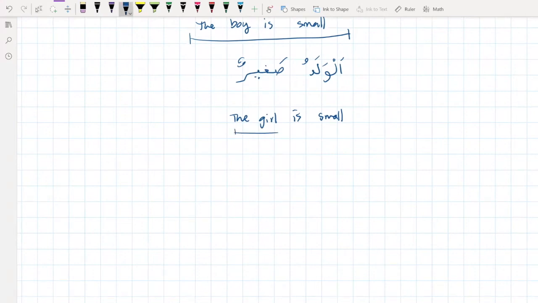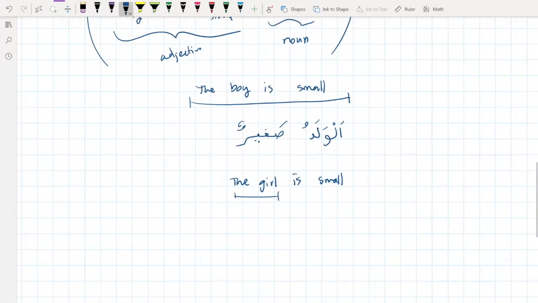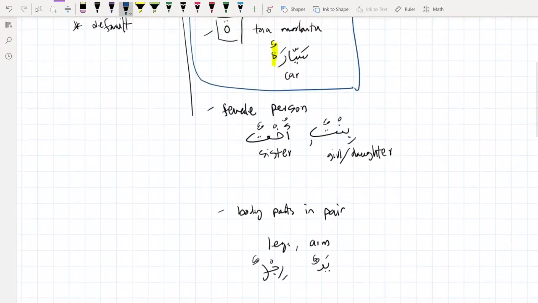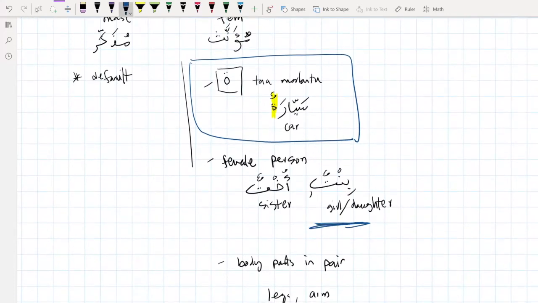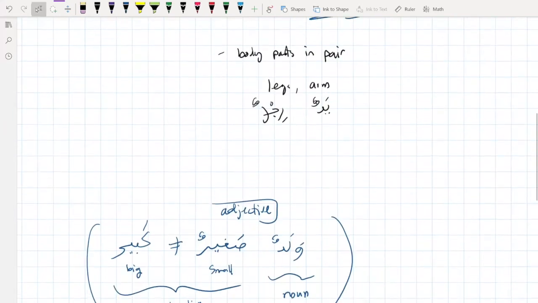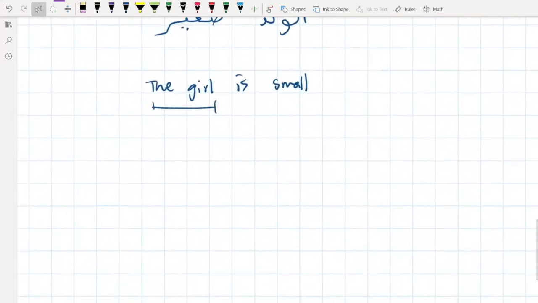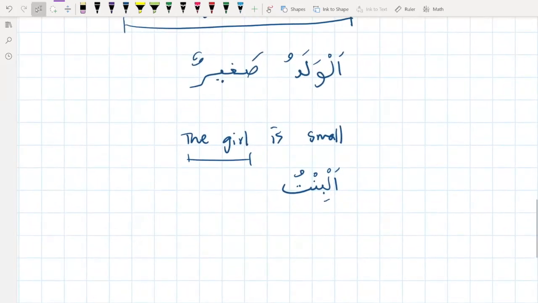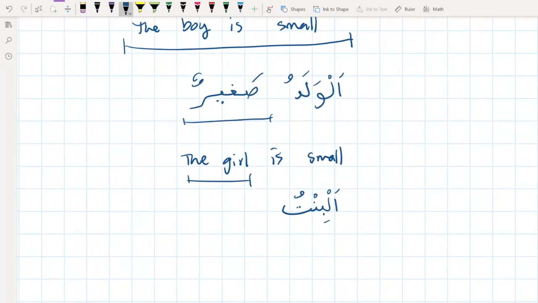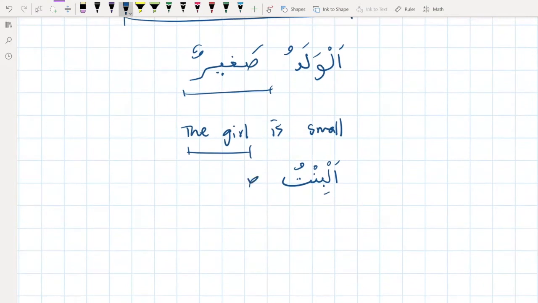So obviously we need to know our vocabularies. My English and Arabic get mixed up sometimes with the ghain. Girl is bint, with ghain. Yes. So we say al-bintu. Okay, al-bintu, and how do you say small? We say sagir, right? Al-bintu sagir.